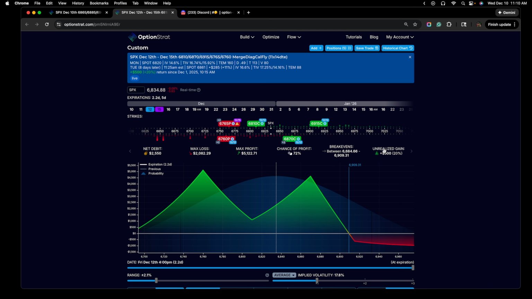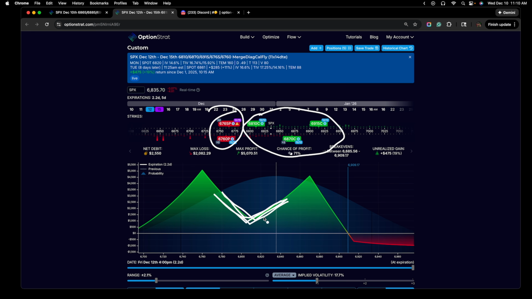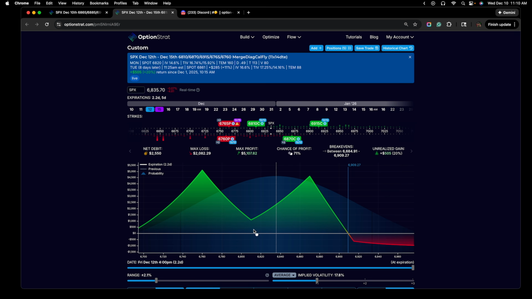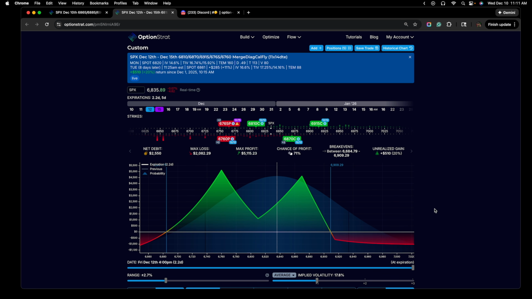I call this a merge diagonal fly because it is just a diagonal merge with a broken wing butterfly. I call them merge because the P&L lines overlap, so there is no dip between. There's no valley here that turns into the red. As these spreads combine, they merge together and they create a favorable risk profile.